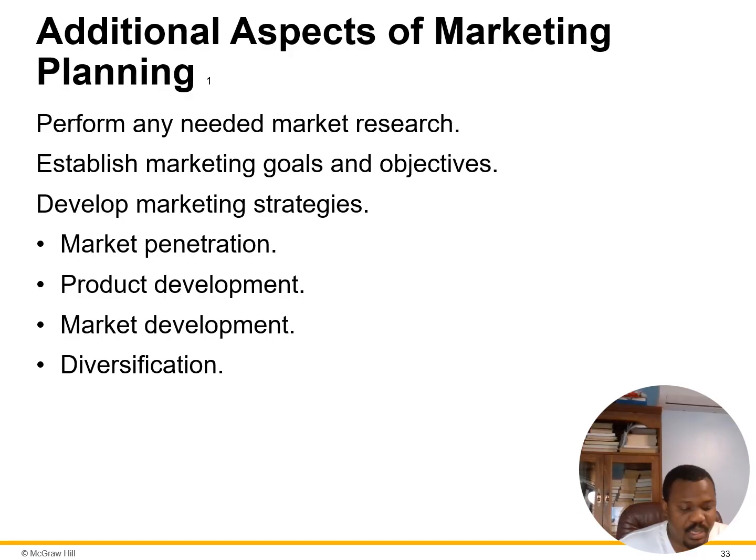Okay. Now, additional aspects of marketing planning. When you look at the additional aspects of marketing planning, we perform any needed market research. Establish marketing goals and objectives. We develop marketing strategies, and we say market penetration, product development, market development, diversification. So these are very, very important.